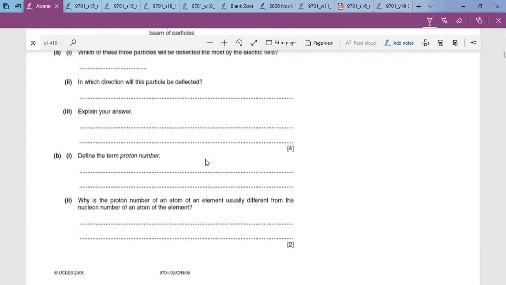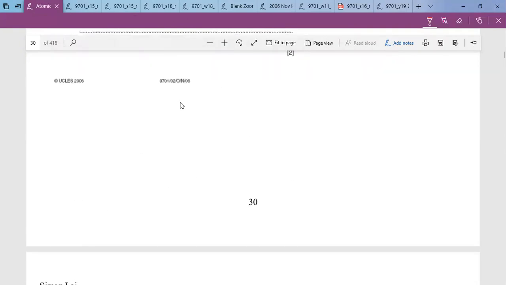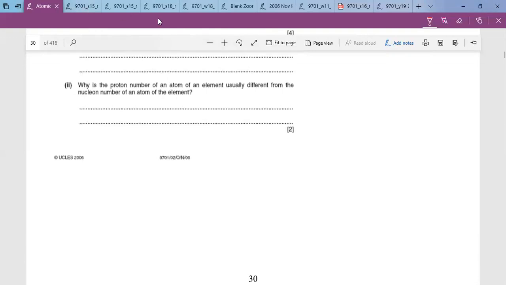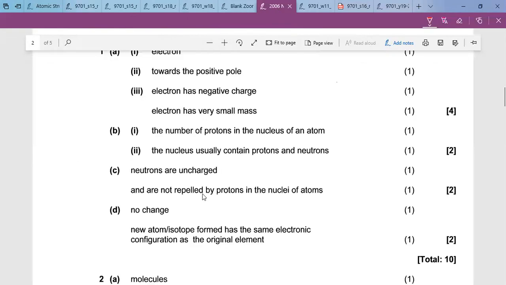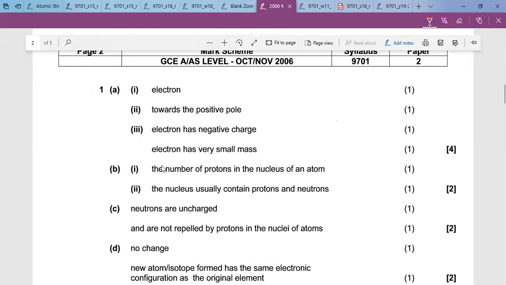See here? Define the term proton number. There you go, not atomic number, proton number. The answer, of course, look carefully here. The proton number is the total number of protons in the nucleus of an atom. You must use the word nucleus, otherwise no marks. If it's not there, no marks. So the two points here: total number of protons, I prefer total number to be exact, or the number of protons in the nucleus. You could say in the orbital shell, but that's rubbish, isn't it? So in the nucleus is very important.